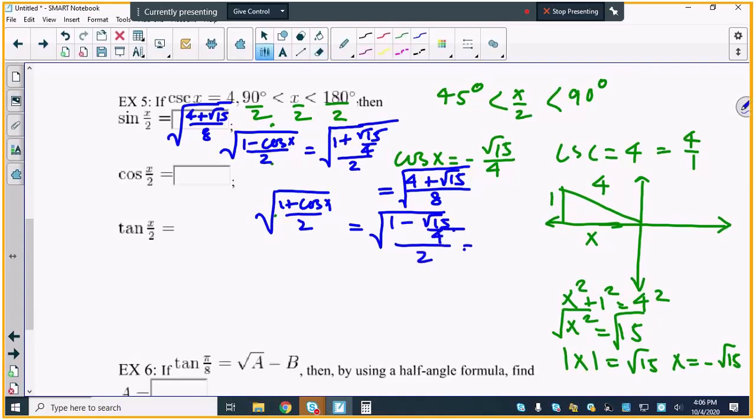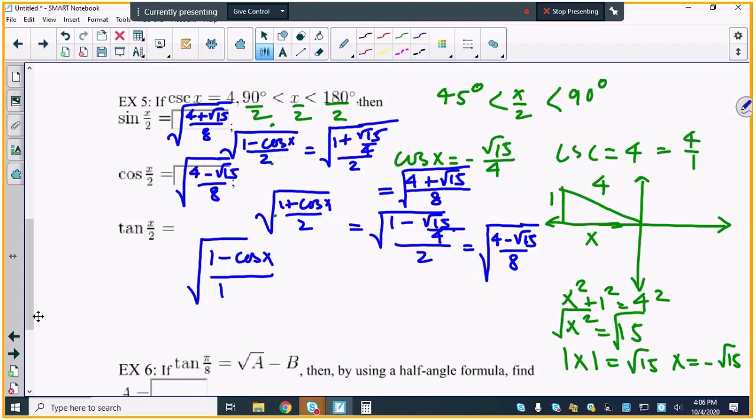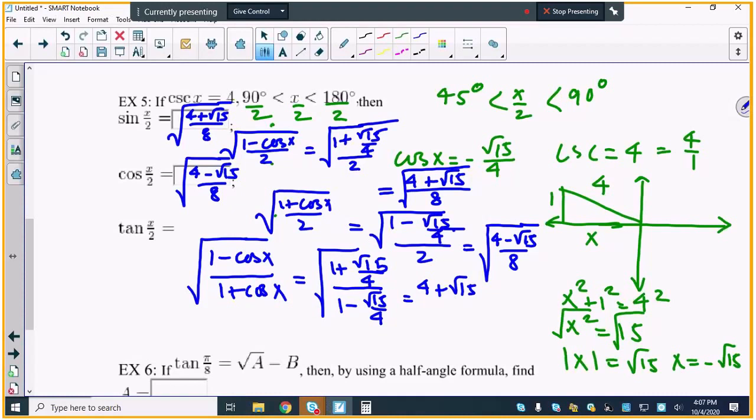4 over 2. So similarly, you can say that this is 4 minus square root of 15 over 8 as the final answer. 4 minus square root of 15 over 8. Tangent is square root of 1 minus cosine x over 1 plus cosine x. Just remember that cosine itself is negative, so 1 minus becomes 1 plus square root of 15 over 4, all over 1 minus square root of 15 over 4, which is 4 plus square root of 15 over 4 minus square root of 15 under the square root, and that is the answer to the tangent.